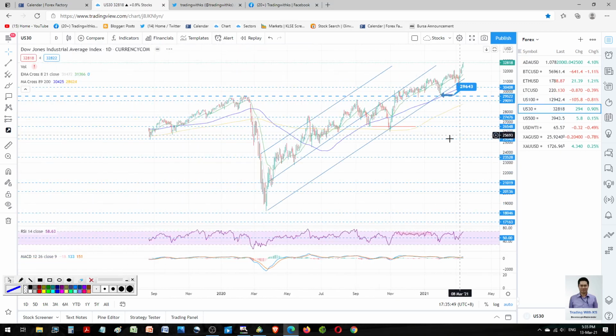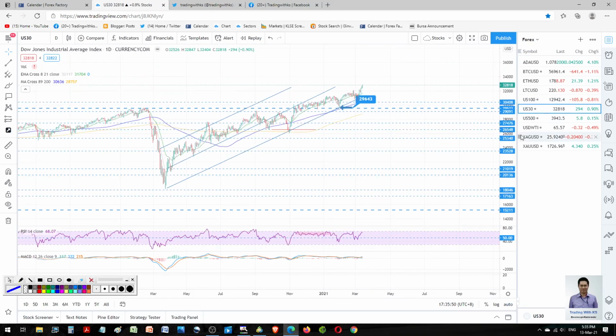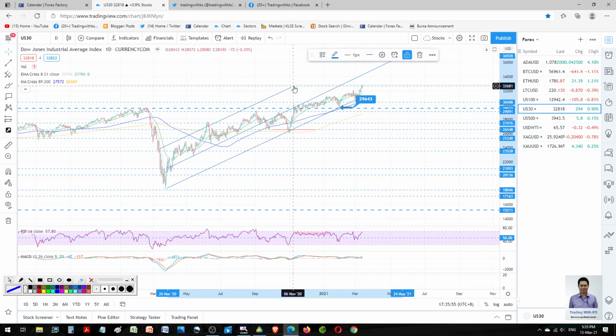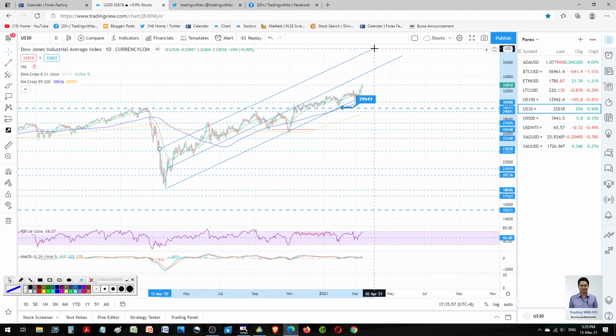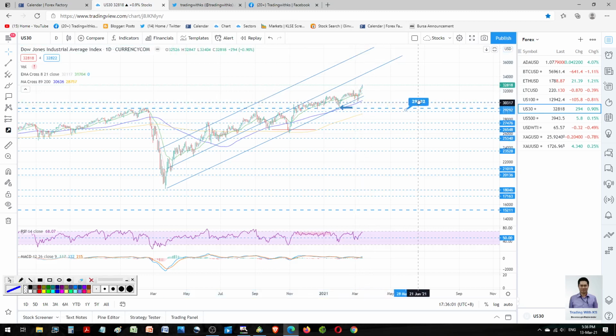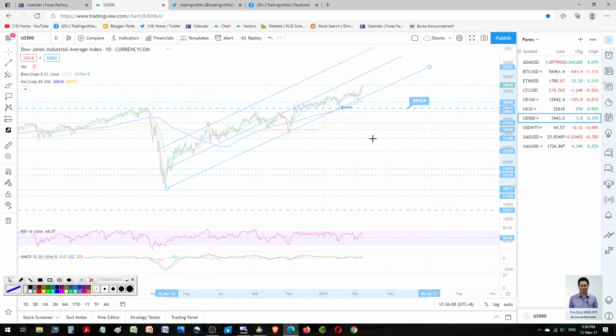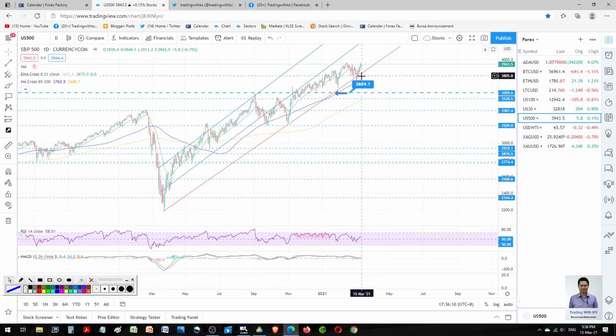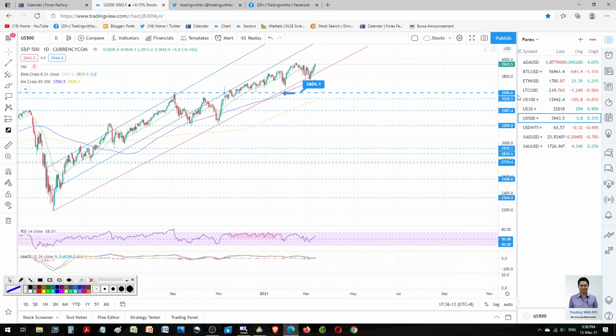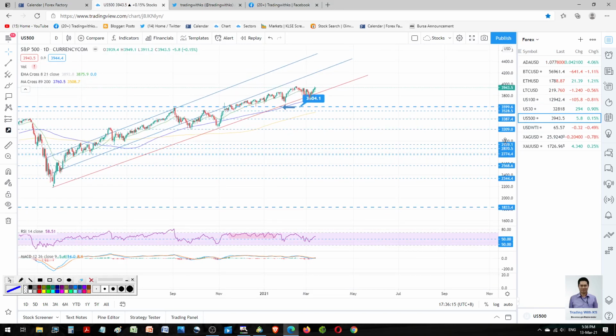Okay, Dow Jones is very bullish after the announcement of the stimulus. Dow Jones is very bullish now. Most likely it continues to go up towards the center of the channel. S&P 500 is also bullish after the stimulus, so it continues to go up. Looks like the US index is recovering.